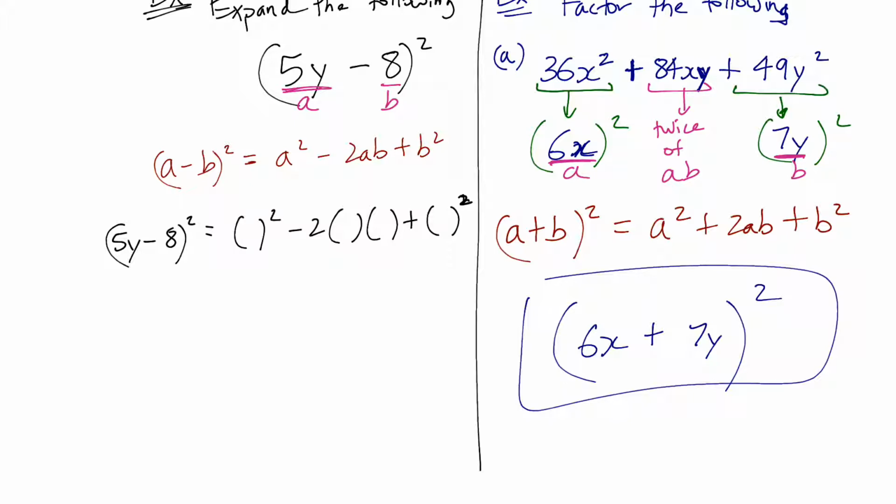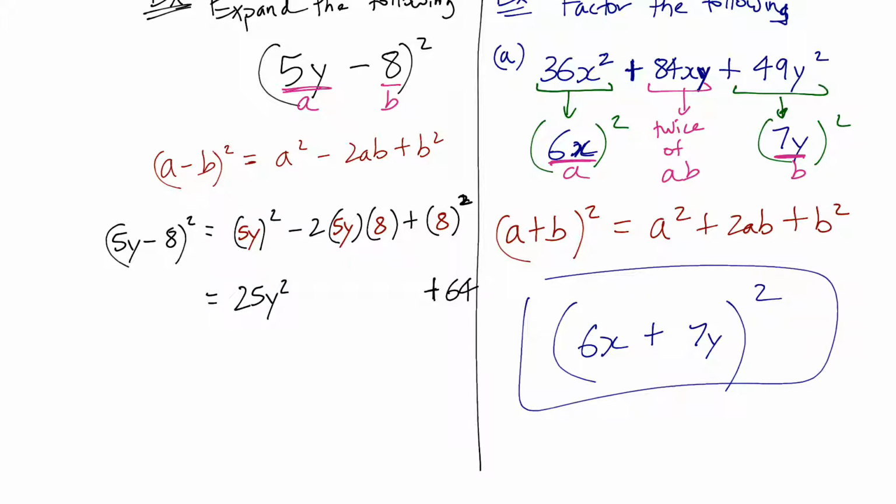A is 5y. So 5y goes here. B is 8, so it goes here and here. And the final step would be to just simplify this a little bit more. 5y squared becomes 25y squared. 8 squared would be 64, and twice of 5y times 8. No, it won't be minus 8.